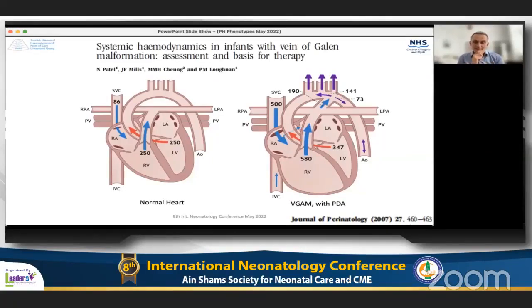And we can see that in this schematic representation of a patient with VGAM compared to a normal heart on the left-hand side, where we were able to measure blood flows in different regions of the heart and major vessels. And what you see is a disproportionately high blood flow through the right ventricle and up to the head and neck, returning in the SVC. And in these patients, our therapeutic approach is one initially of systemic vasodilatation to try and optimize systemic blood flow and prevent multi-organ failure, but ultimately to embolize the intracranial AVM and reduce the shunt through it.